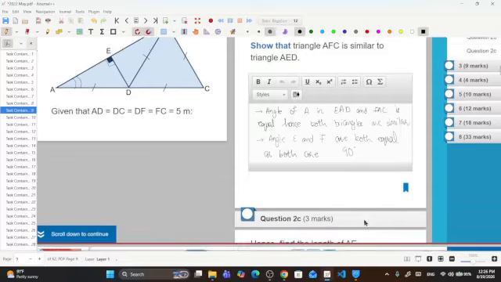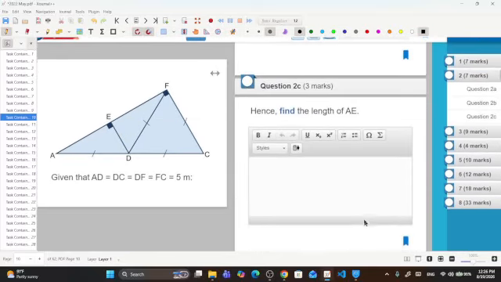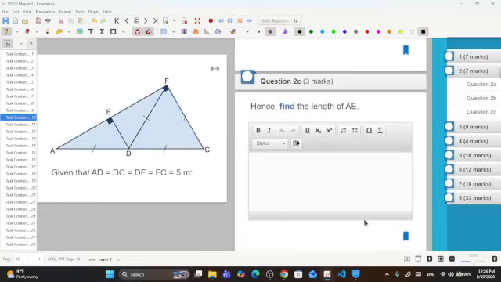The next part says, hence find the length of AE. Okay, AE.